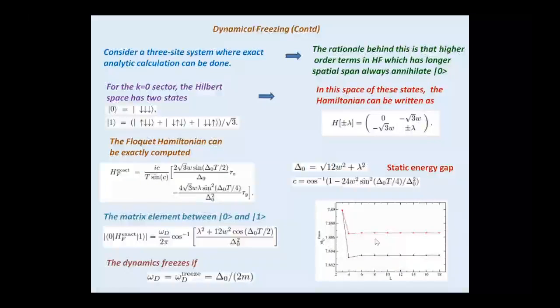Okay, so now what we want to do is that this delta naught, of course, is the static energy gap, which is given by square root of 12 w square plus lambda square. And therefore, when delta naught t by 2 is of the order 1, you see that this thing goes to 0. Okay, so that's mainly the physics of it. So it turns out that there are special frequencies at which the matrix element of moving from the Rydberg vacuum state to the next excited state goes away. And those are the frequencies at which the system freezes.